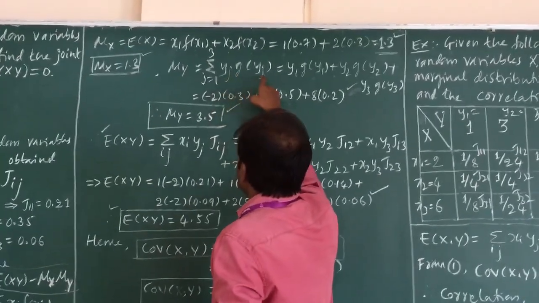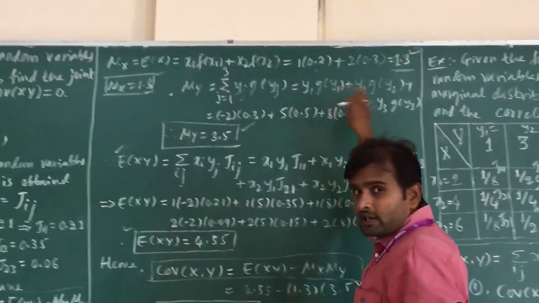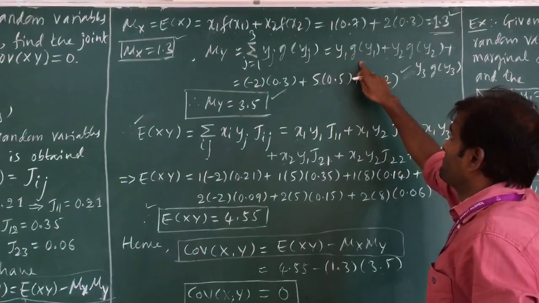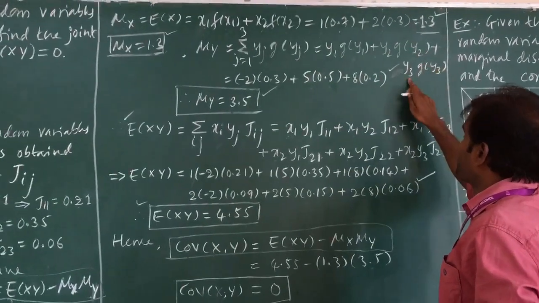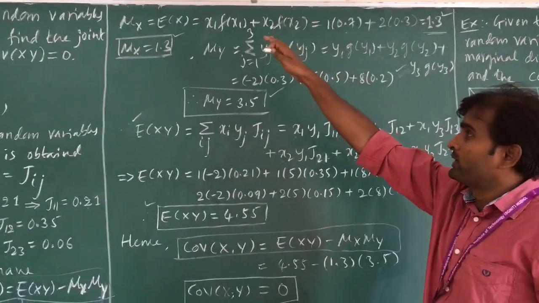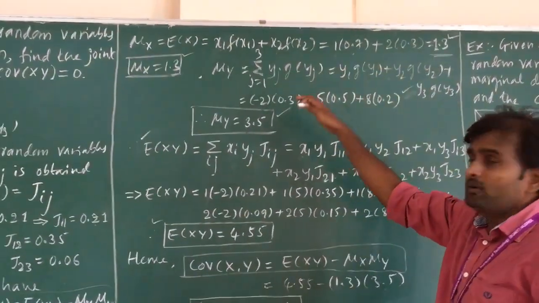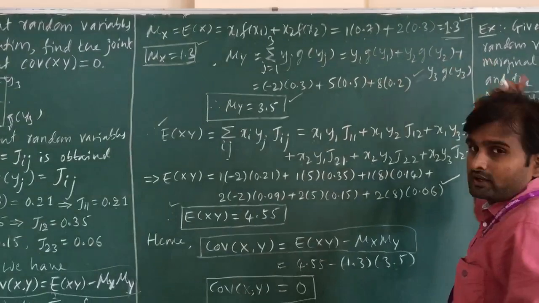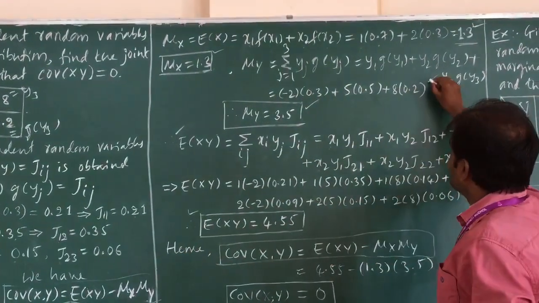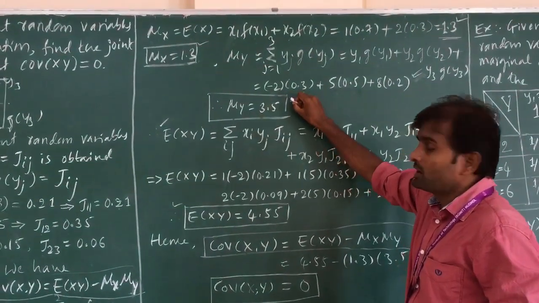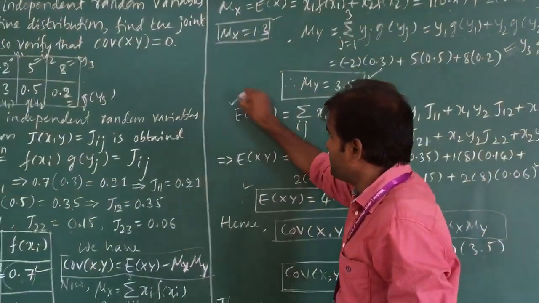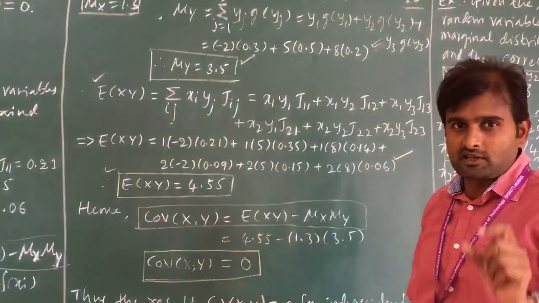Σ yj g of yj, expand again the same as the previous expression: y1 g of y1 plus y2 g of y2 plus y3 g of y3, because i is 1, j is 1 to 3. After replacing the values from the table, we get mu of y is 3.5. Then one more expression, expectation of x into y.